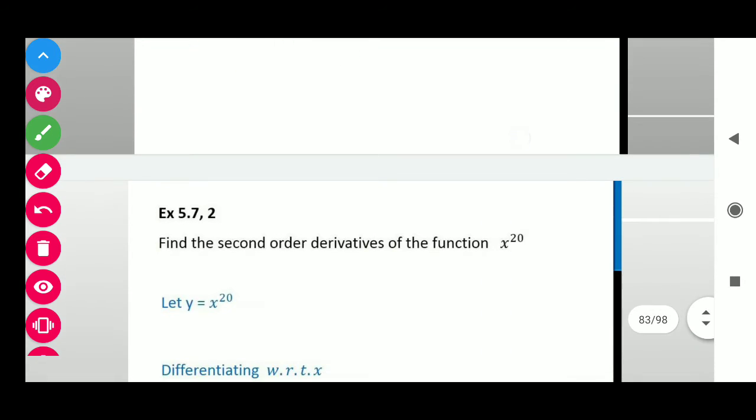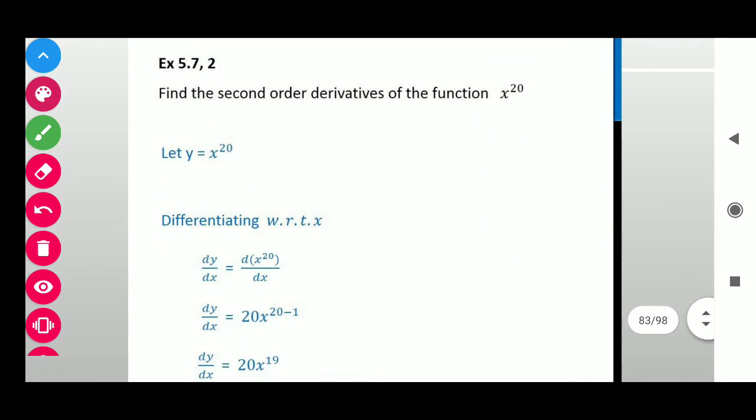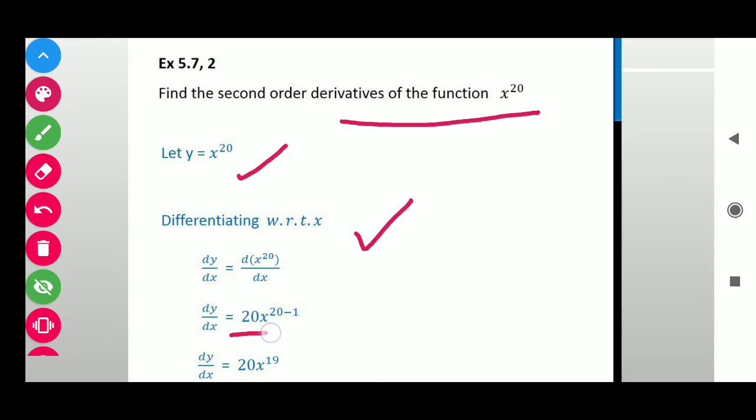Now, students, move to the next question. Find the second order derivatives of the function x raised to power 20. So, first let y equal x raised to power 20. Now, differentiate with respect to x. We get 20x raised to power 19. Students, here we use the power rule. First write the power, then subtract 1 from the power. In this way, we get dy over dx equals 20x raised to power 19.